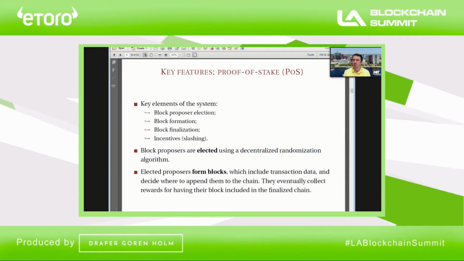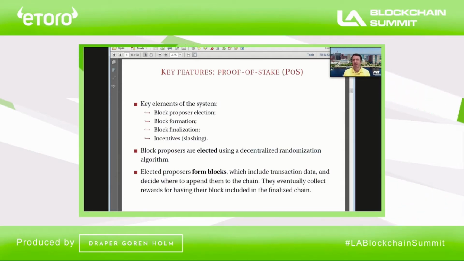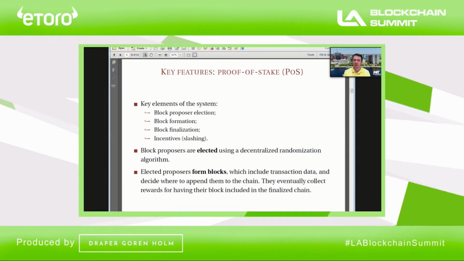Now, let me describe a few elements of the proof-of-stake protocol that we're capturing in our model. So this is a stylized description, not going into the technical details. It's an abstraction. So we have several key elements of the system. We have block proposers who form blocks. Blocks are being finalized. And there are incentives that the system provides in the form of slashing as a punishment for misbehavior. Block proposers are elected using a decentralized randomization algorithm.